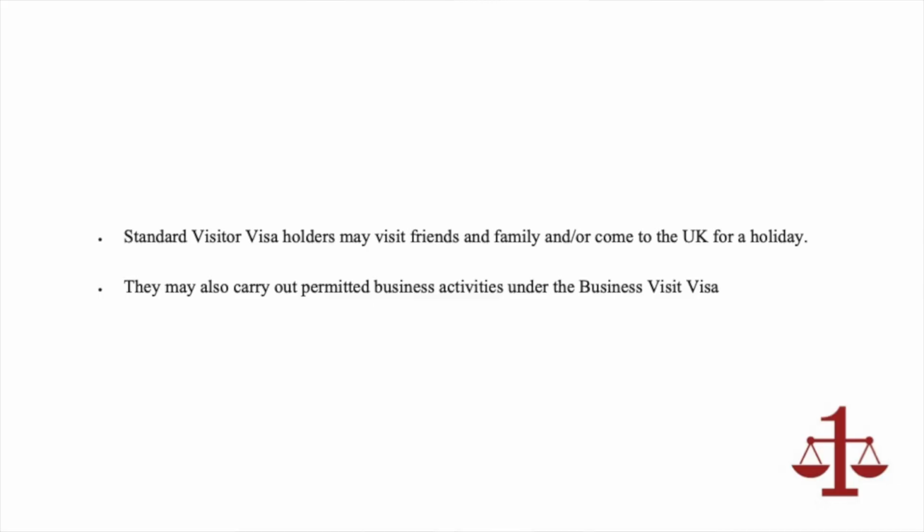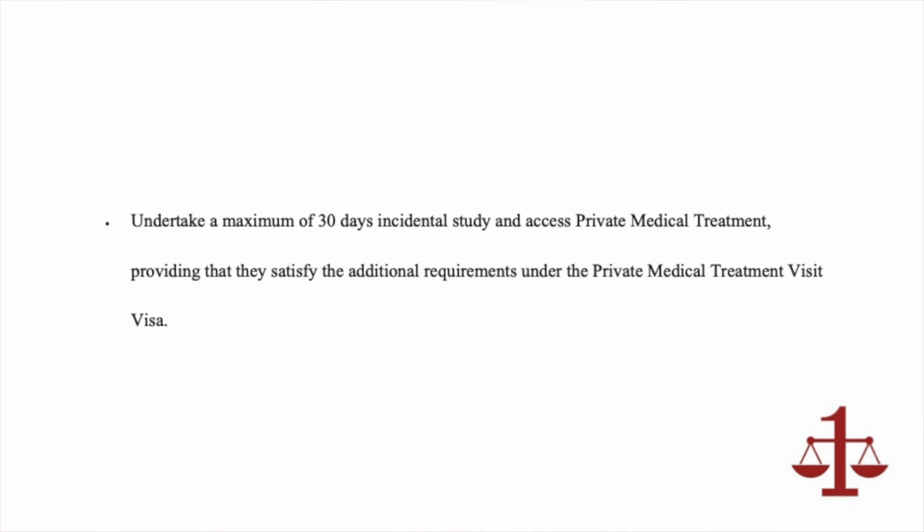A standard visitor visa will allow you to stay in the UK for up to 6 months. Within the period for which the visitor visa is valid, you may enter and leave the UK multiple times, unless the standard visitor visa that's endorsed to you is single or dual entry visa only. Standard visitor visa holders may visit friends and family and/or come to the UK for a holiday. They may also carry out permitted business activities under the business visit visa, undertake a maximum of 30 days incidental study, and access private medical treatment, providing that they satisfy the additional requirements under the private medical treatment visit visa.